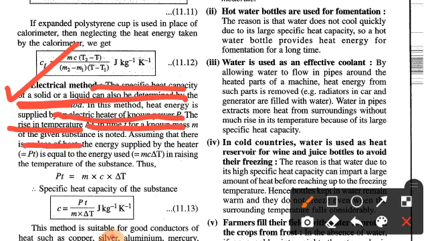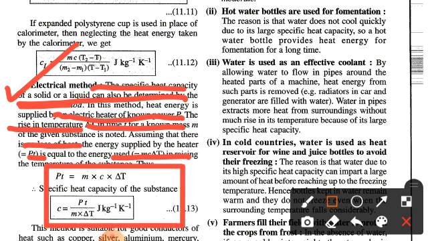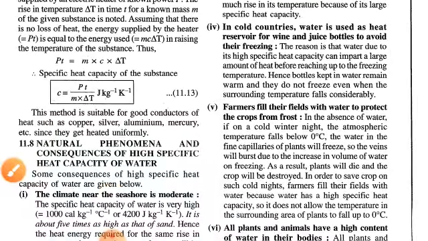Clear? So the energy supplied by the heater, which is Pt, is equal to the energy used, that is mc delta T, in raising the temperature of the substance. So we can write Pt is equal to mc delta T. Clear? So finally you will get the relation like this: specific heat capacity of a substance, which is c, is equal to Pt upon m delta T joule per kg per Kelvin. Clear? This method is suitable for good conductors of heat such as copper, silver, aluminium, mercury, etc., since they get heated uniformly. I hope it is clear for you.